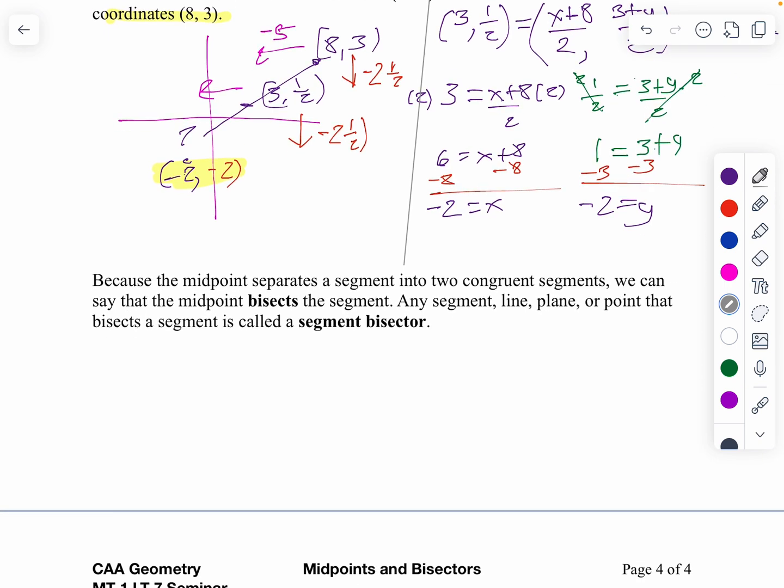Okay, next vocabulary word. We have a segment bisector. A segment bisector is any line that goes through the midpoint. So this would be my segment bisector. Call this line L. It's going to cut those in half. It doesn't matter what angle it goes through. It just has to go through the midpoint. And that's it.